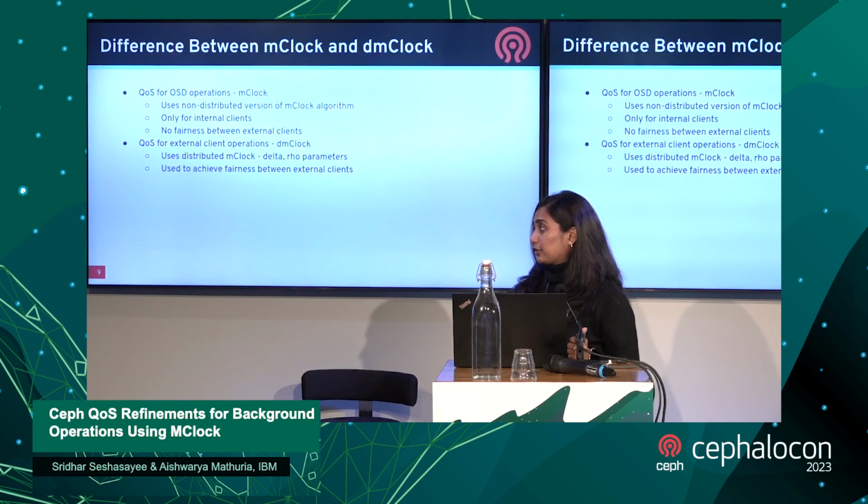QoS for external client operations uses distributed MClock. The difference is that there are two more parameters that it uses, called delta and rho, which keep track of how many reservation requests have been completed and what the total number of requests is, to achieve fairness between external clients.